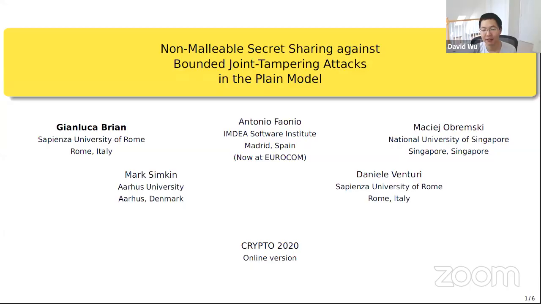Great. So our fifth talk in this session will be on non-malleable secret sharing against bounded joint tampering attacks in the plane model. This is work by Gianluca Brian, Antonio Faonio, Maciej Obremski, Mark Simkin, and Daniele Venturi. Gianluca will give the talk. Thank you for the introduction.